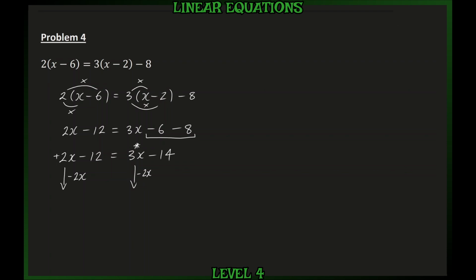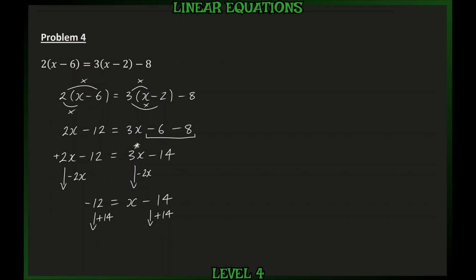So on the left, 2x minus 2x is 0, so we're just left with minus 12. And on the right, 3x minus 2x is 1x, or just x. And we also have a minus 14 there. To finish off, we want to remove the minus 14, so we use its inverse, which is plus 14, and do exactly the same on the left.